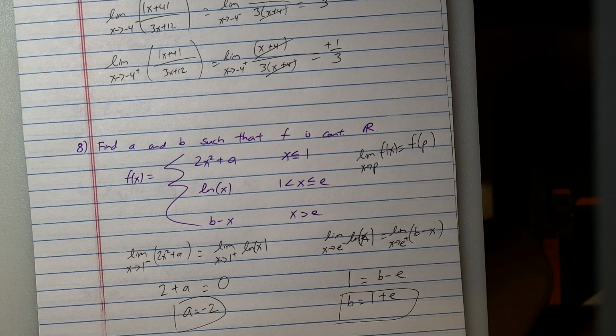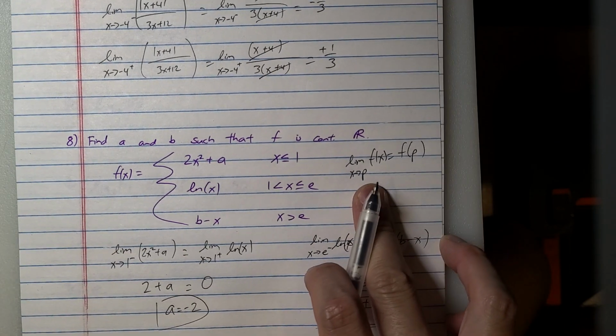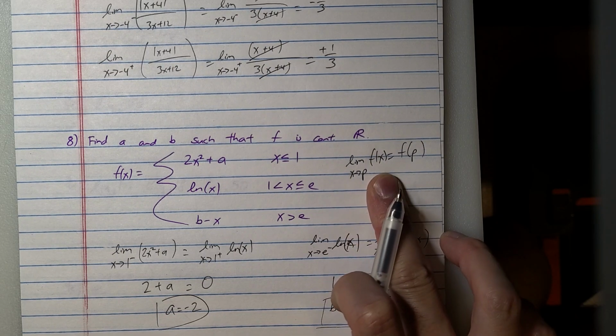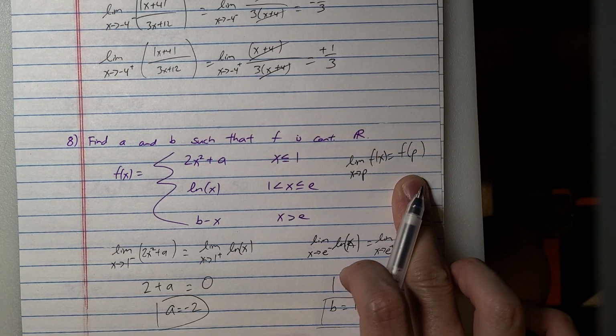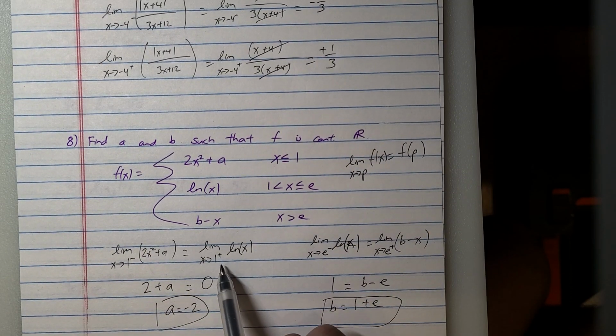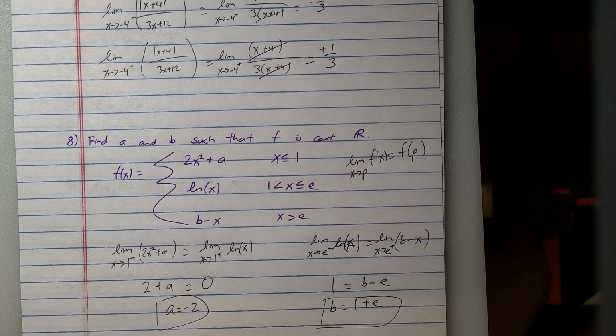Again, the trick here is we know the definition of continuity: the limit as x goes to p of f of x is f of p. And in order for the limit to exist, the limit from the left has to equal the limit from the right. So that's what we did for both a and b.